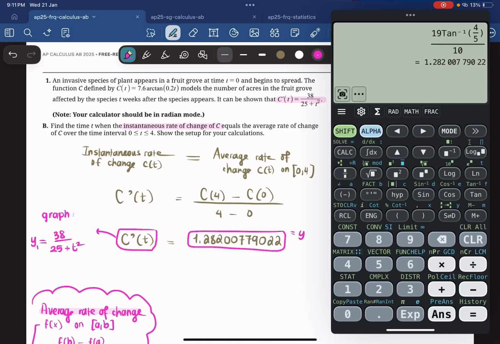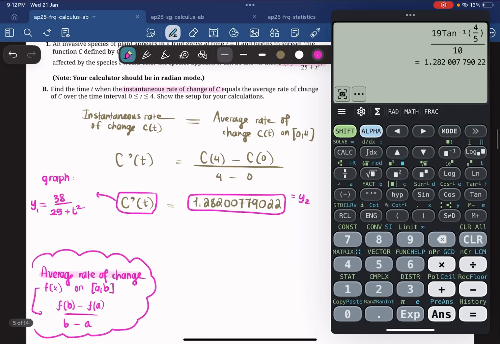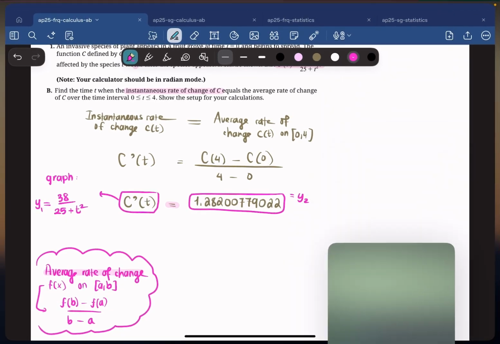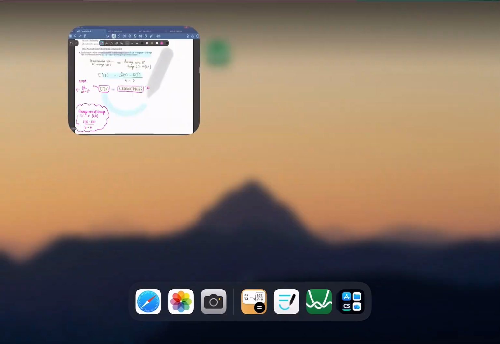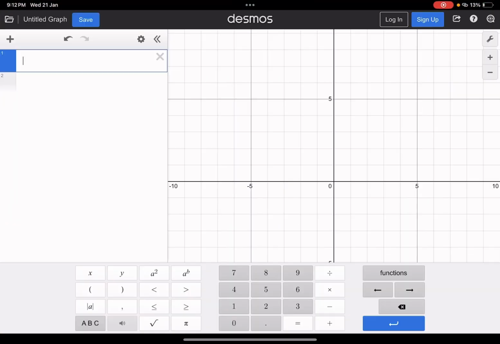So here we have y1, here we have y2, and when you equate them, it means you're getting the intersection of those two curves, y1 equals y2. If I get the intersection, I will get the value of t. So let's graph those two functions. Now I'm going to use Desmos. I'm going to close this calculator.